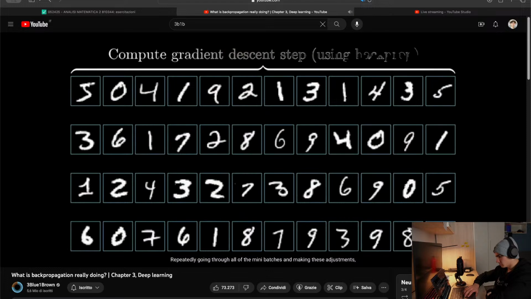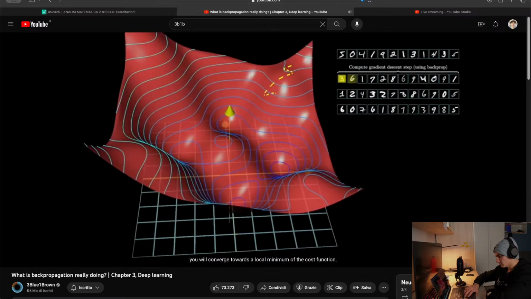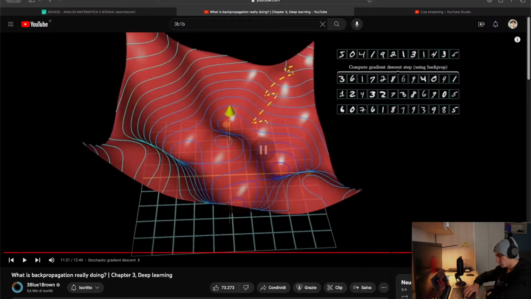Repeatedly going through all of the mini batches and making these adjustments, you will converge towards a local minimum of the cost function.